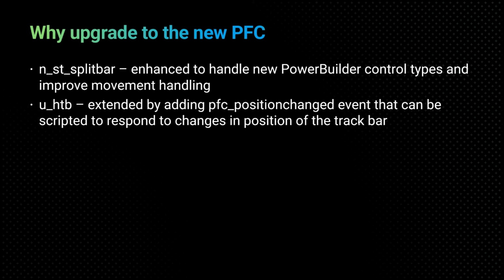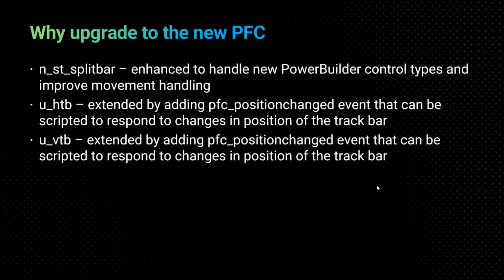UHTB is the wrapper for the horizontal track bar. And we extended it to add a PFC position changed event so you can script something that responds to changes in the position of the track bar. Same thing with UVTB, the vertical track bar.